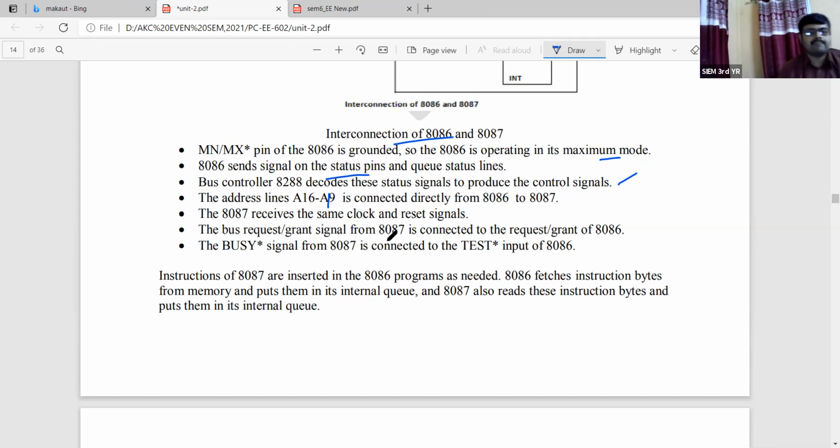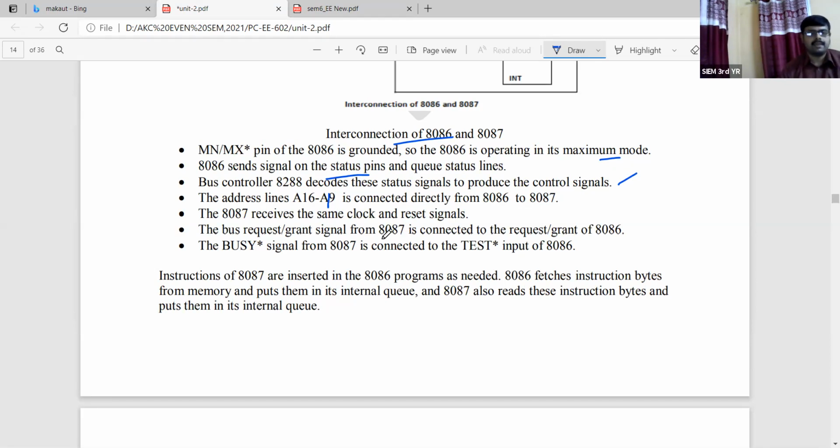So the 8087 receives the same clock and the reset. Not only the clock, the reset signal is also a vital signal, because when we want to reset the 8086, at the same time the 8087 will perform the reset operation. So two signals, the clock signal and the reset signal, should be the same.